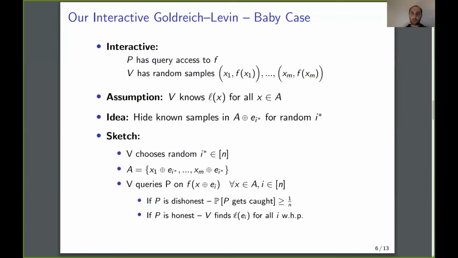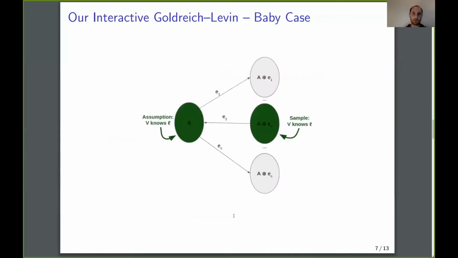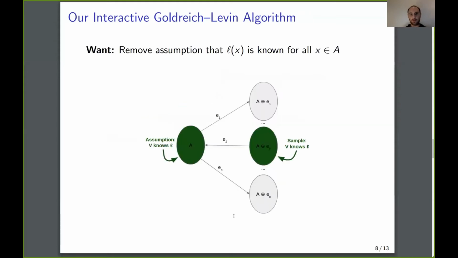So that's the baby case of the interactive protocol. Now what we want to do is remove this assumption. Yes, we have this set of samples that we took, and by shifting it, we define this set of samples that the verifier took to be A plus Ei star, and therefore A is just the shift of that. And by Ei star, not E2, the way it's written here.